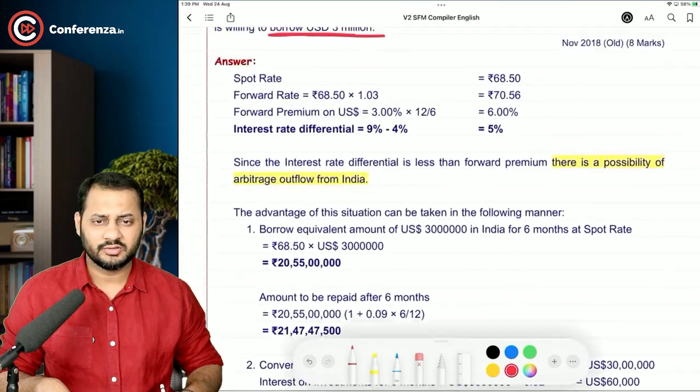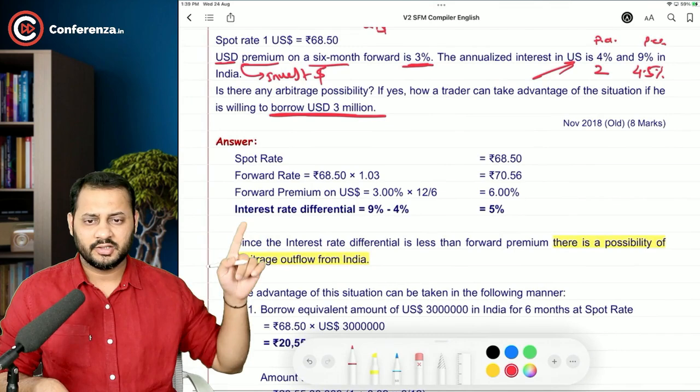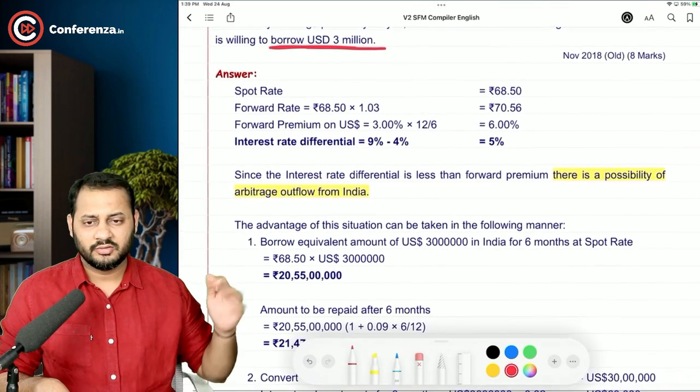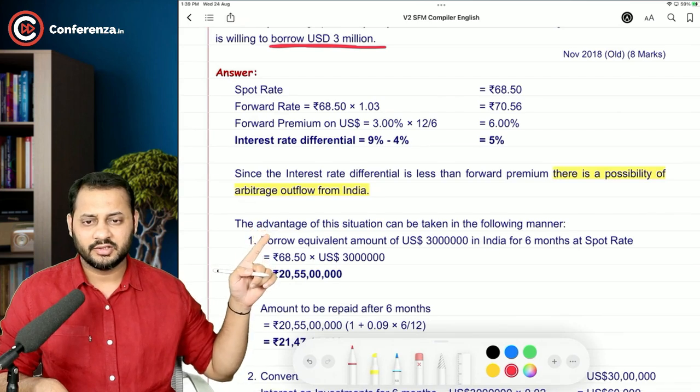Why so much clutter? Spot rate and interest rate differential is less than forward. There is a possibility of arbitrage inflow. Okay, the advantage of the situation can be taken in the following manner.